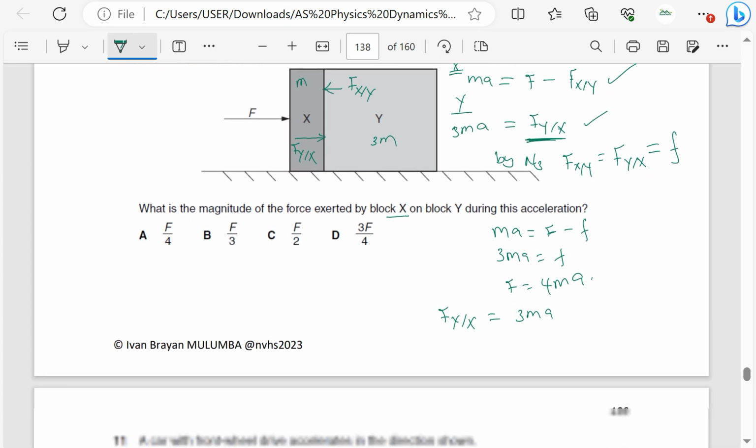Because I want to express it in terms of F, I will combine it with this equation here. So I will divide by F, I mean by 4ma. So ma cancels. It means that F on Y due to X is going to be 3 capital F divided by 4. So the answer is going to be D. It's quite technical, but the answer is D.